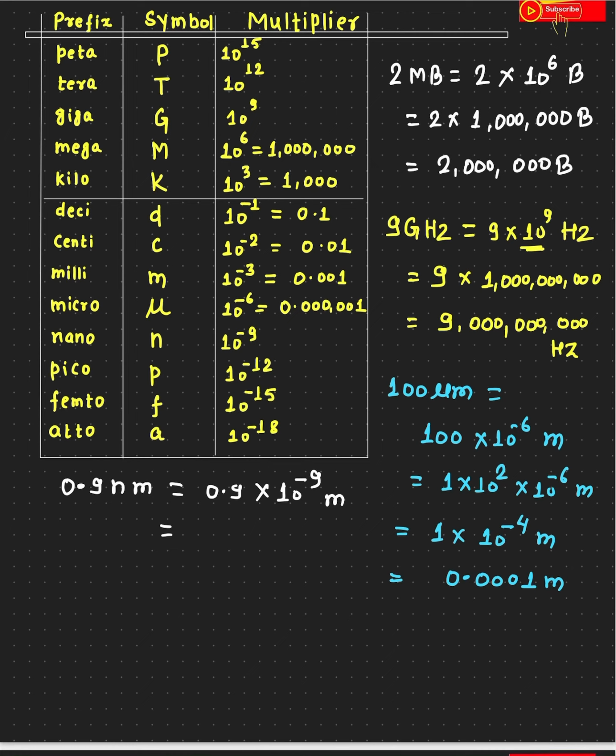So I can write this one as 9 times 10 to the negative 1 times 10 to the negative 9 meter, because 0.9 means 9 times 10 to the negative 1. So 10 to the negative 1 times 10 to the negative 9 would be 10 to the negative 10 meter.